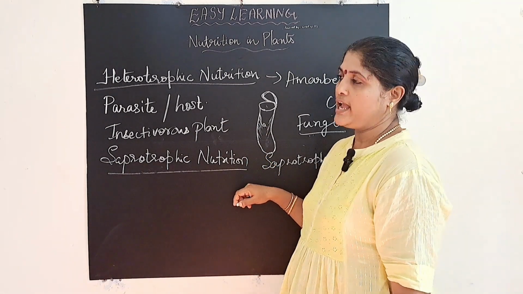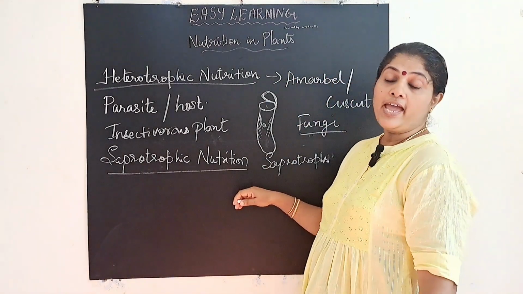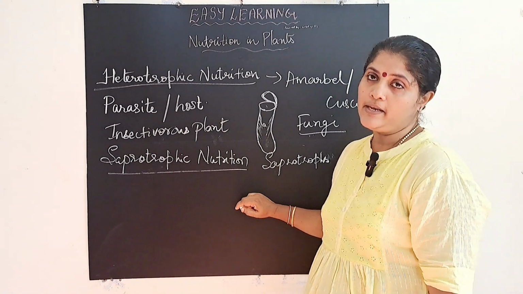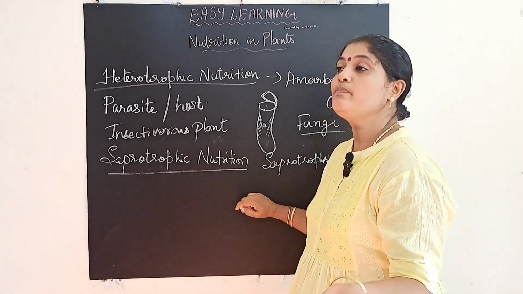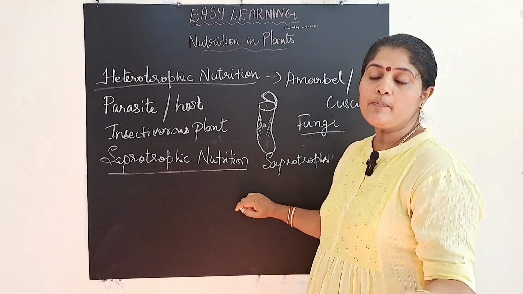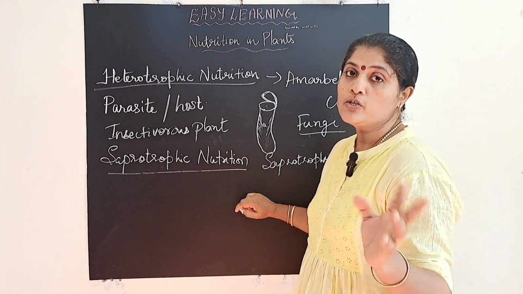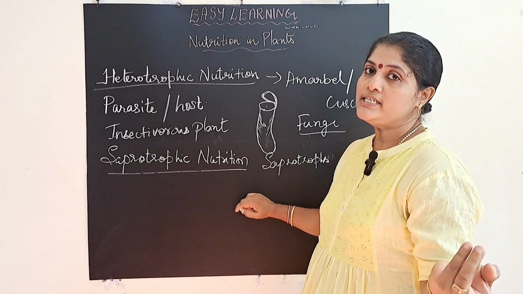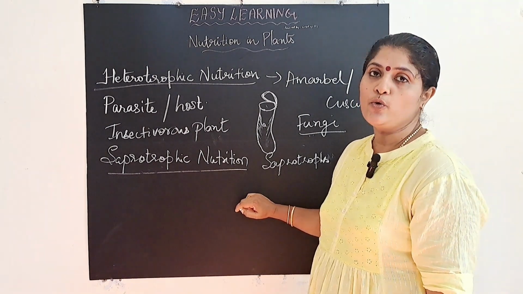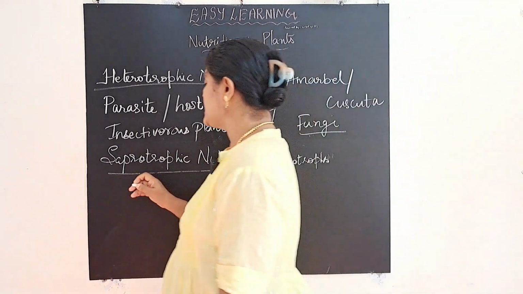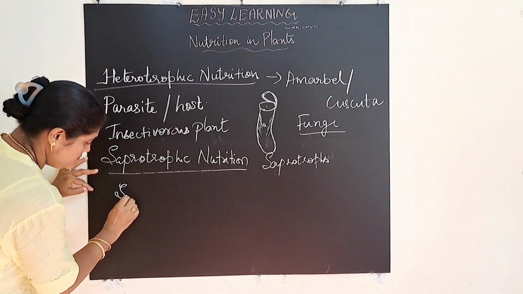So, there are certain organisms that share shelter and nutrients among themselves. That is, one type of organism provides shelter and another type of organism provides the nutrients to that organism. So, they survive by sharing the shelter and nutrients among themselves. Such a relationship is known as symbiotic relationship.